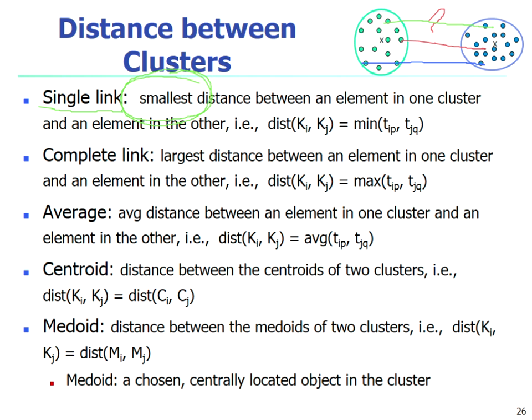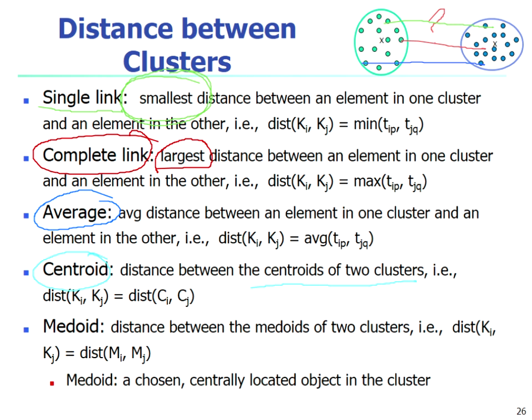After that, complete link. Complete link means we will consider the largest distance between an element in one cluster and an element in the other. After that, another possibility, the average. We can also calculate the average of all distances between an element in one cluster and an element in the other. The centroid: the centroid distance is the distance between the centers of two clusters.